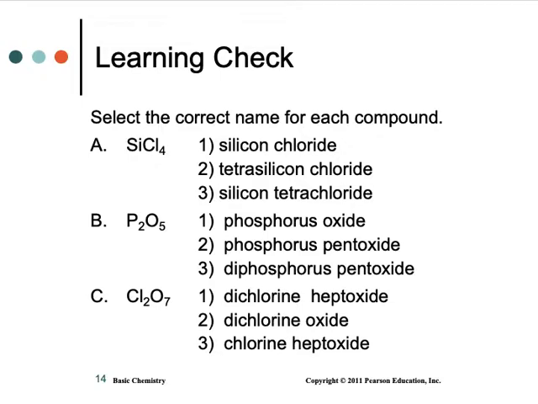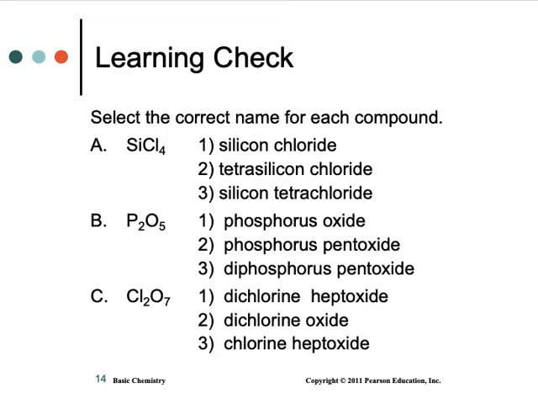Okay, let's do some examples. Select which one would be right for A. SiCl4. Well, if there's one Si, it can't be tetrasilicon, so it needs to either be 1 or 3. Then I have 4 chlorines, so it needs to be silicon tetrachloride. So A would be number 3. How about P2O5? So I have 2 phosphoruses, so I need diphosphorus pentoxide. Now notice that's pentaoxide and the A drops because of the vowels, pentoxide. Diphosphorus pentoxide.